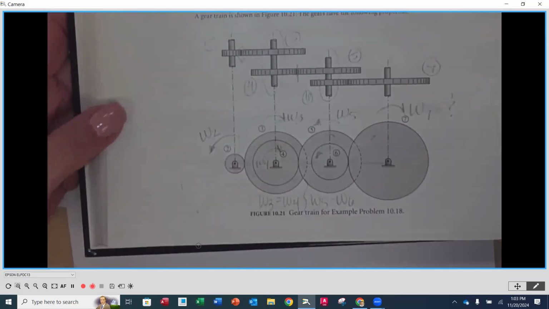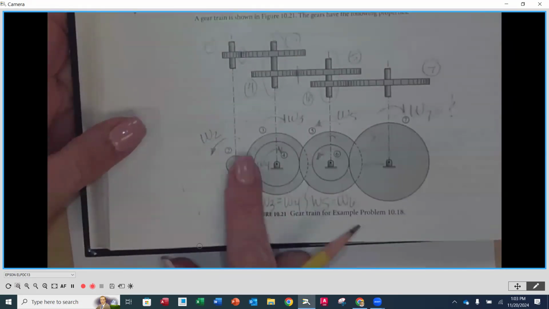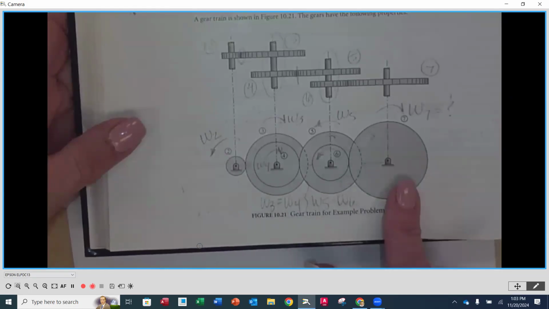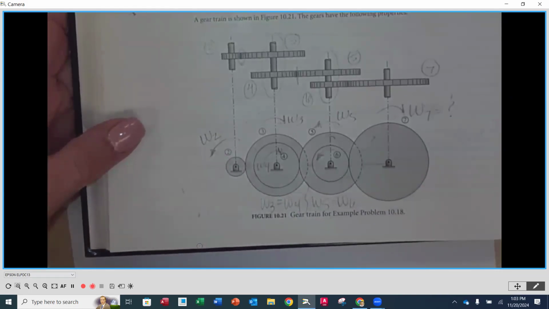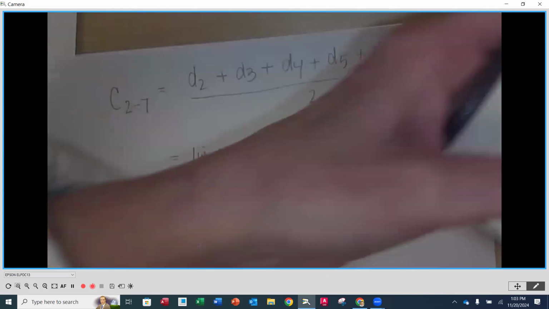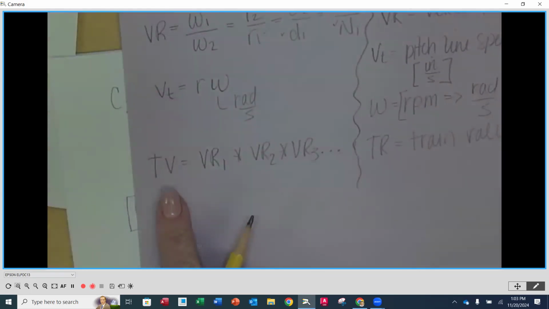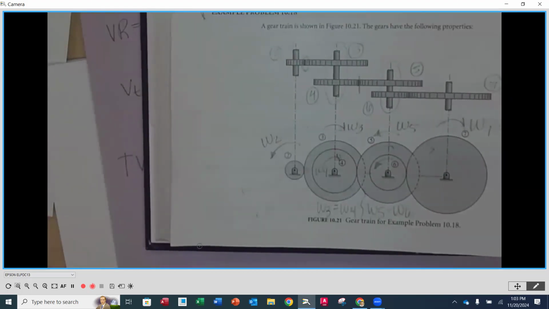Now, they also want to know, if W2 is rotating counterclockwise at 1800 RPM, how fast is W7 going? This is where our train value is going to come into effect. So we added our equation of train value, which is the total reduction from number 2 to number 7, from the beginning of our train to the end of our train. Earlier I kind of talked about reductions.